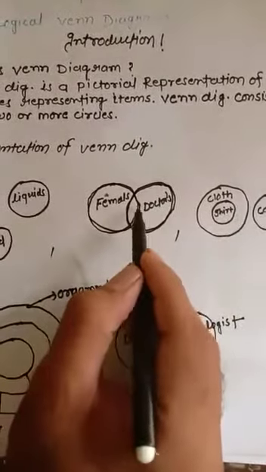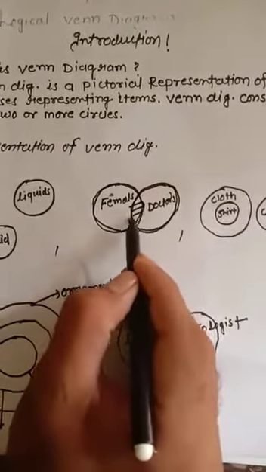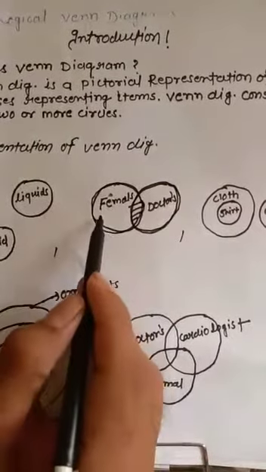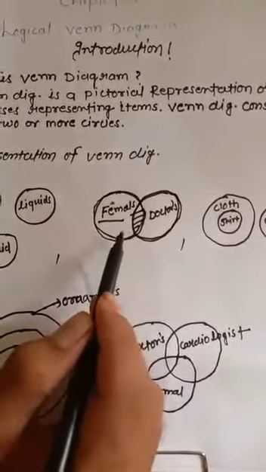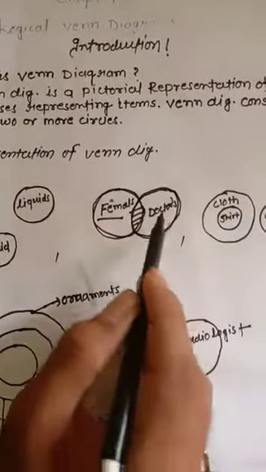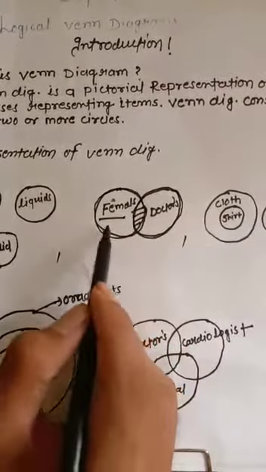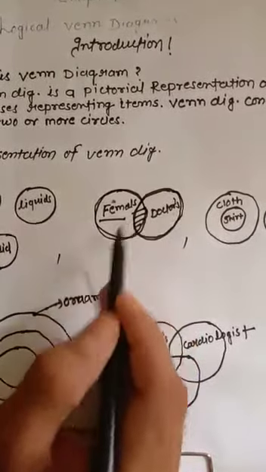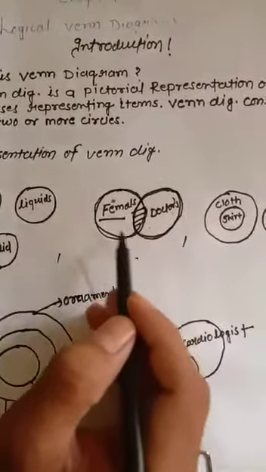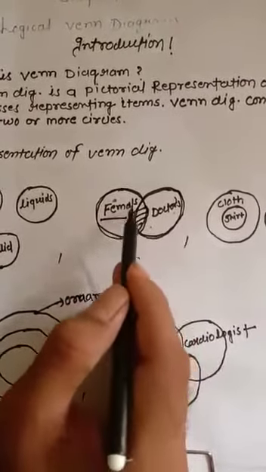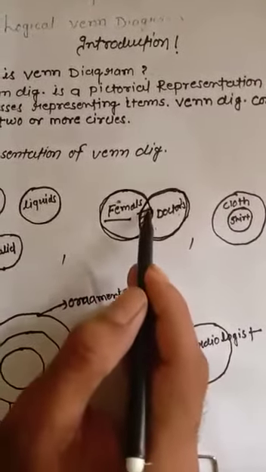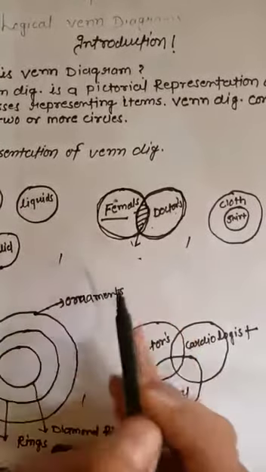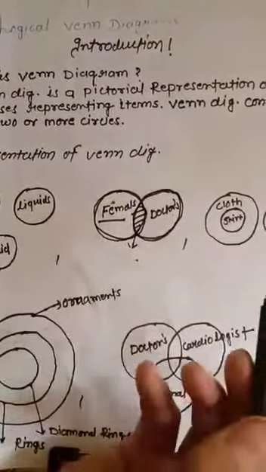Why are they cutting, and what is this part? See, here this circle represents all the females, and this circle represents all the doctors. So we can say that some females are doctors also, or some doctors are female also. That's why these two circles are cutting each other. That means this part of the Venn diagram represents that some females are doctors also.